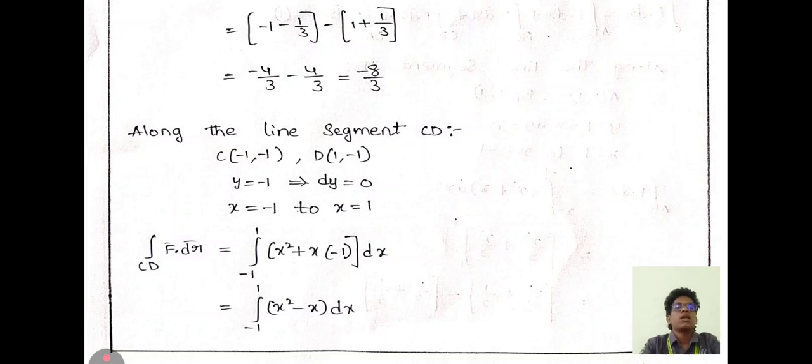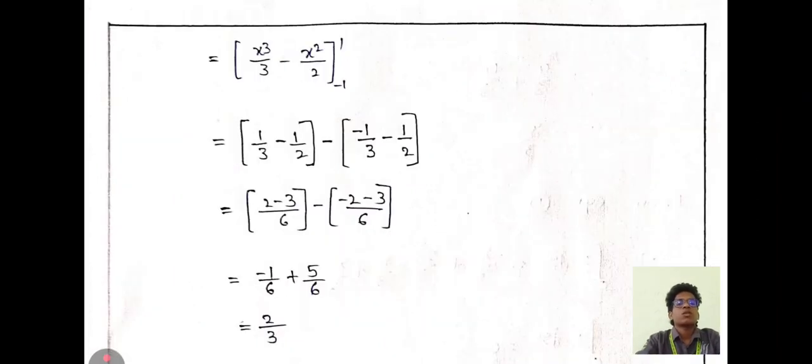Along the line segment CD, C is (-1, -1), D is (1, -1), y = -1, then dy = 0, and x goes from -1 to 1. The integral over CD of F̄·dr̄ is equal to the integral from -1 to 1 of (x² + x(-1)) dx, which is the integral from -1 to 1 of (x² - x) dx. After integration, [x³/3 - x²/2] from -1 to 1. We can substitute the limit values.